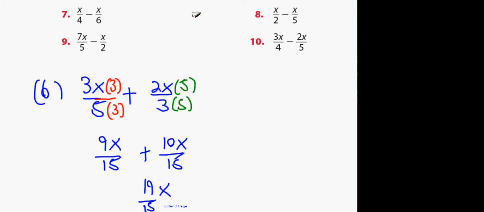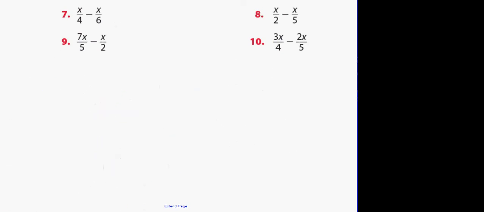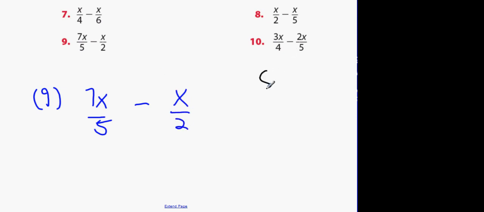Now, let's try number 9. Okay, 7x over 5 minus x over 2. Start with the biggest number and count up. 5, does 2 divide into 5? No, it's 2 divided into 10. Yeah, change them. 5 multiplied by 2, 7 multiplied by 2. X multiplied by 5, 2 multiplied by 5.